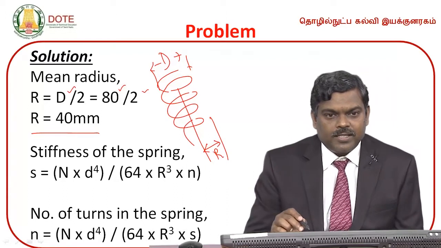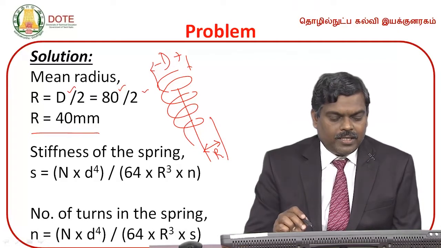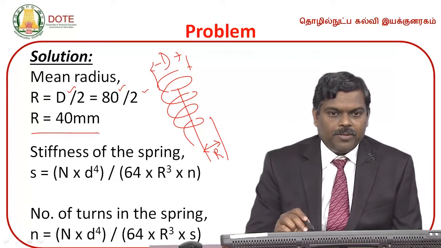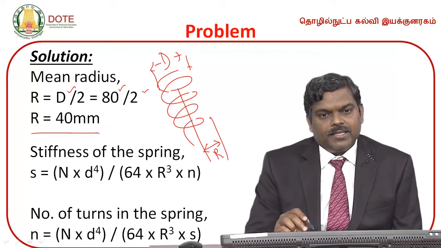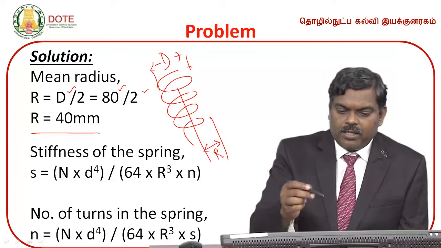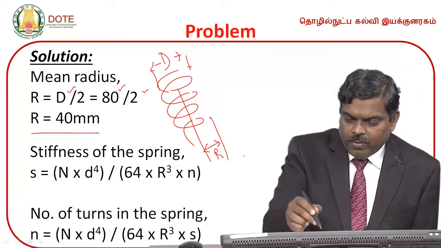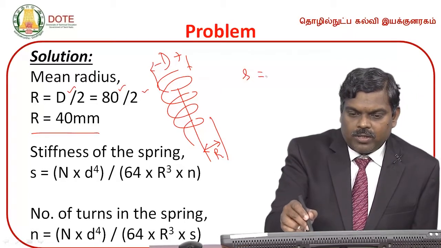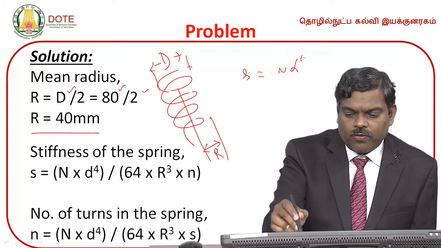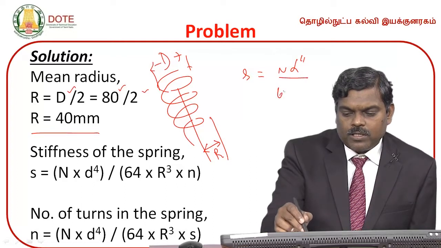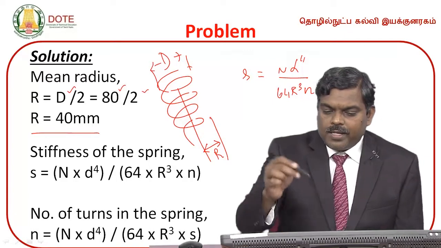Stiffness of the spring is given by the formula S is equal to N into d to the power 4 divided by 64 R cube n. So stiffnessக்கு ஏற்கனவே நம்ம பார்த்தோம் formula. என்ன formula? S is equal to N d power 4 divided by 64 R cube n. This is the formula. இதில் S தெரியும் நமக்கு.